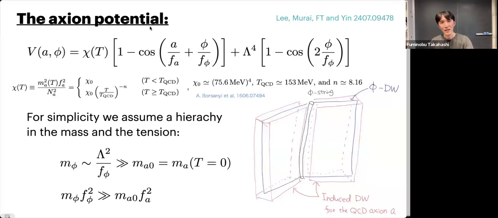And because of this mixing between two axions, and this part, the first potential comes from QCD, the induced domain walls appear along the phi domain walls. And the width is much thicker. Okay. And for simplicity, we assume a hierarchy in the mass and the tension of domain walls, so that the dynamics of the QCD axion or the induced domain walls do not affect the dynamics of the phi domain walls.